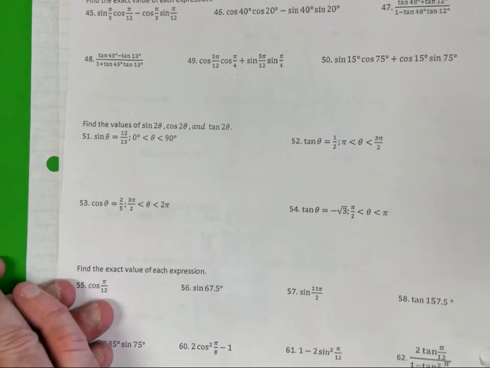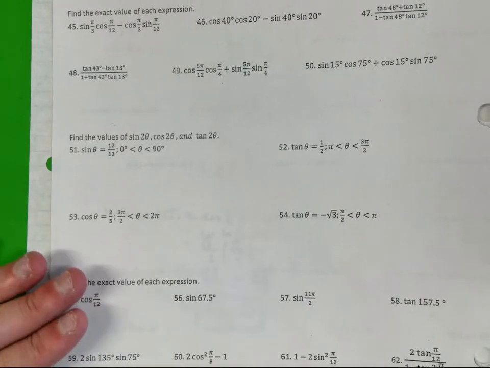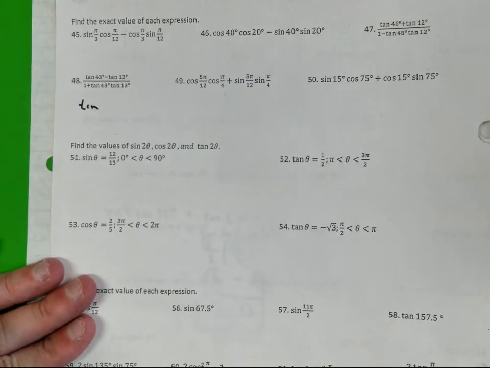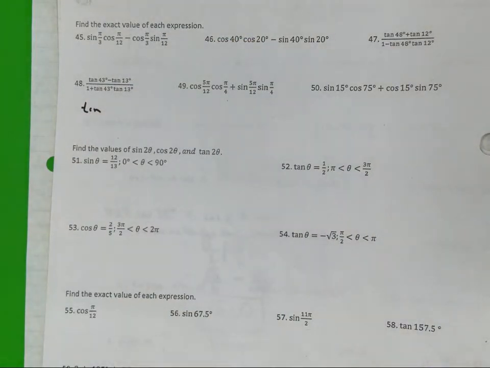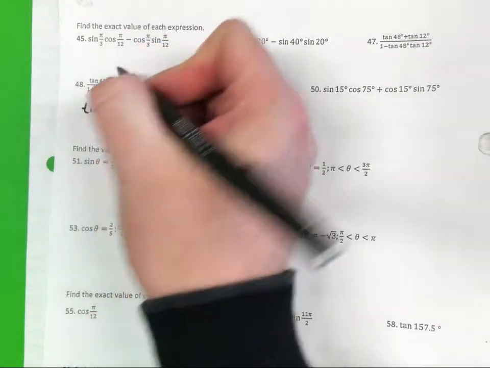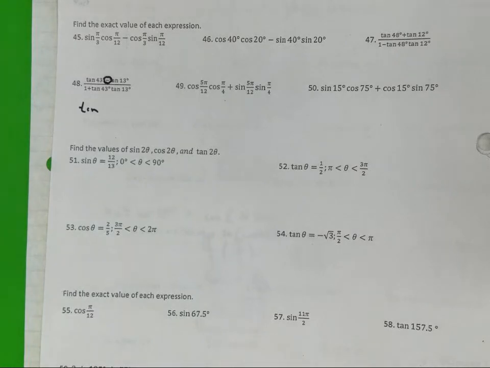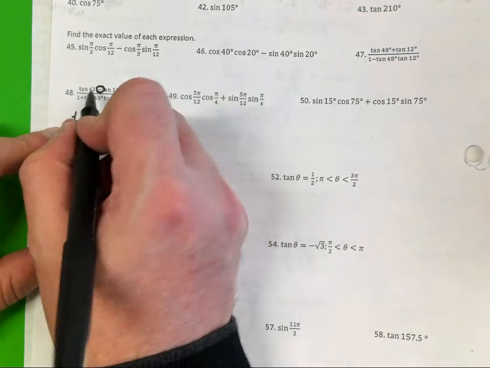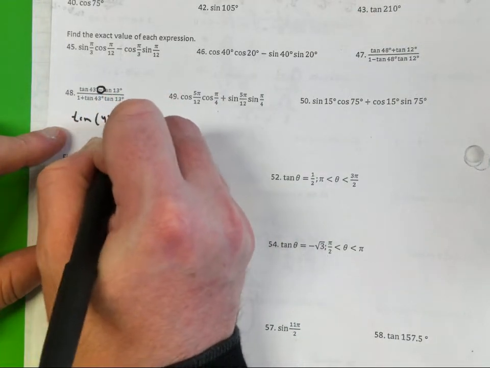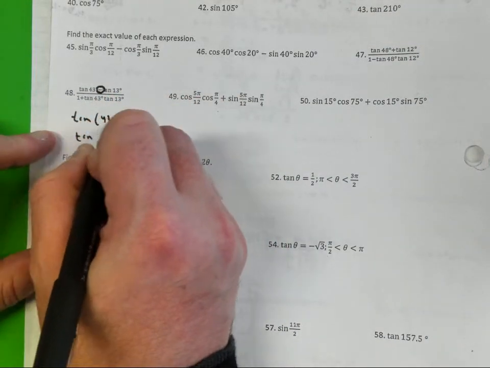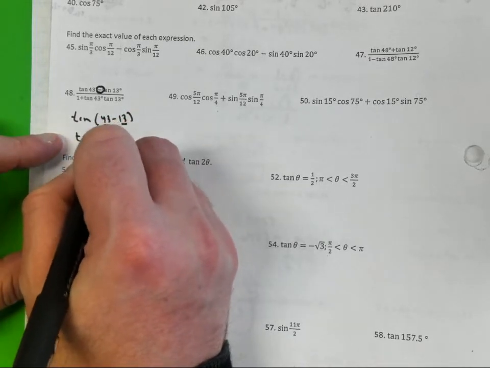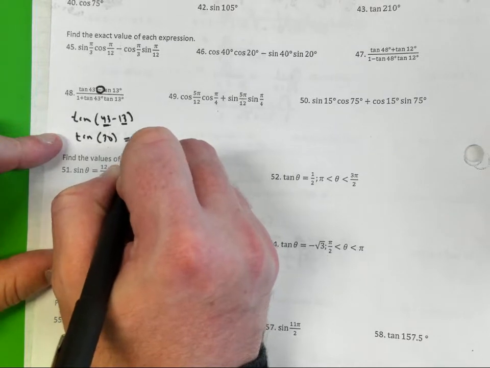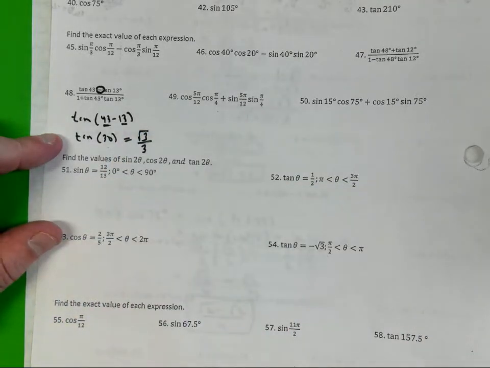Okay, so let's look at 48. What does it start with? Tangent. On these, we're working backwards. I'll try to match it up to the formula. I see a minus in the numerator, so I go over here to my tangent formulas, and I look at it, and it is the difference formula. So I'm going to say 43 minus 13. What's 43 minus 13? 30. And you should know what the tangent of 30 is equal to. What is that? Root 3 over 3. That's your answer.